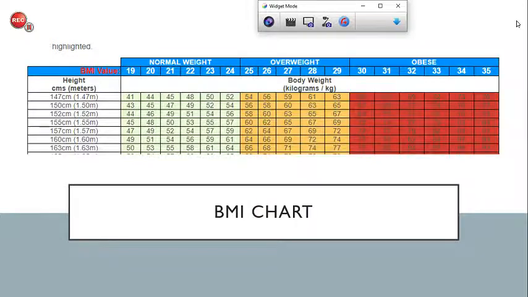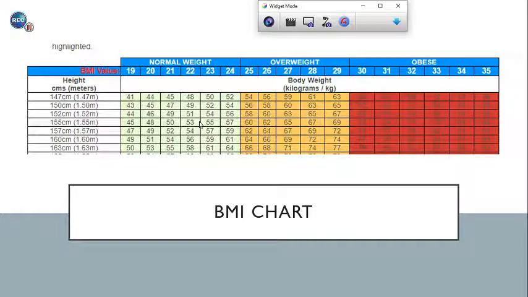Here's another example of a BMI chart. So what we need to remember in here is we have the same type of information, but now we need to be able to read from this graph. So here you can see they give you the BMI value, here they give you the person's height, and here they give you the person's body weight.